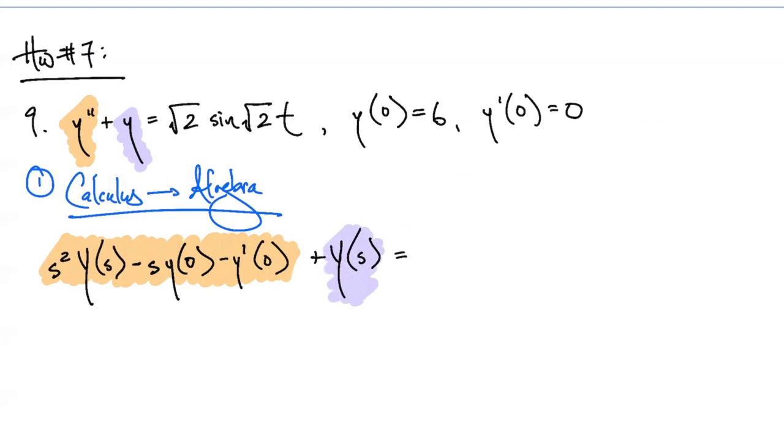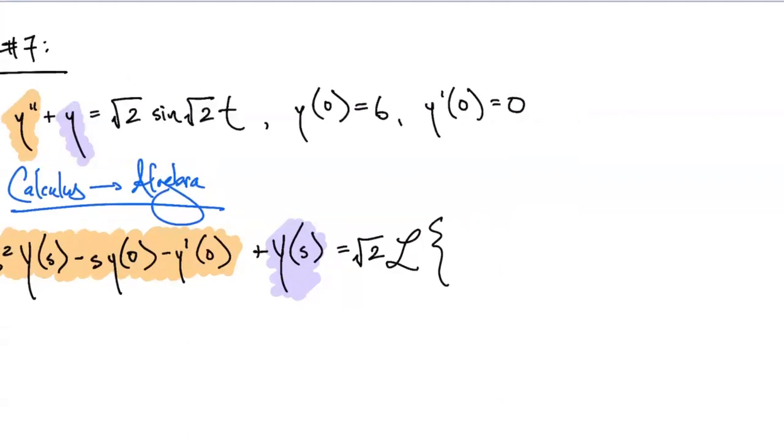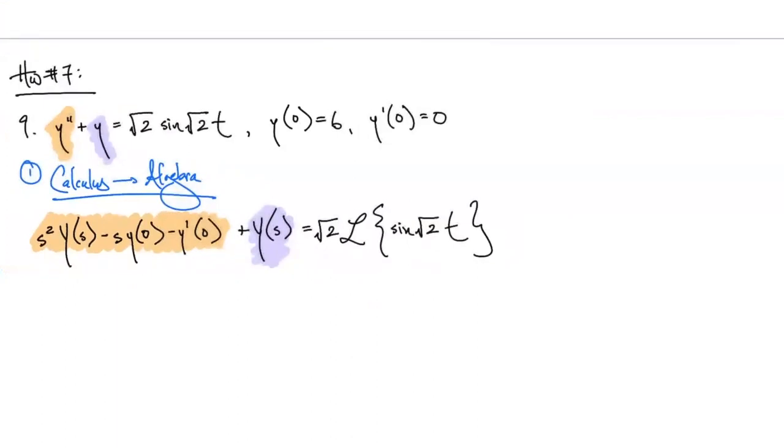And then we have to find the Laplace transform of, and I bet we can pull that constant out to the front, right? Square root of 2 times the Laplace transform of sine root 2t, right? So what line in the table do we need to transform the right-hand side? Yeah, we're going to need line number 7.